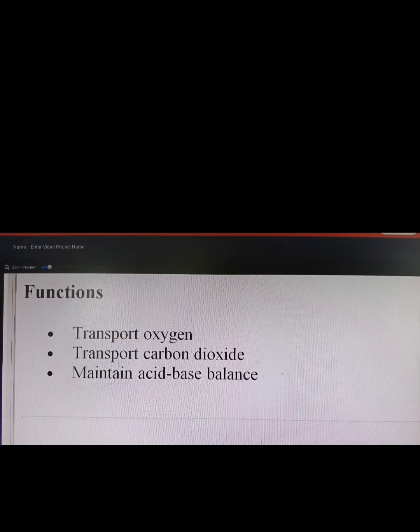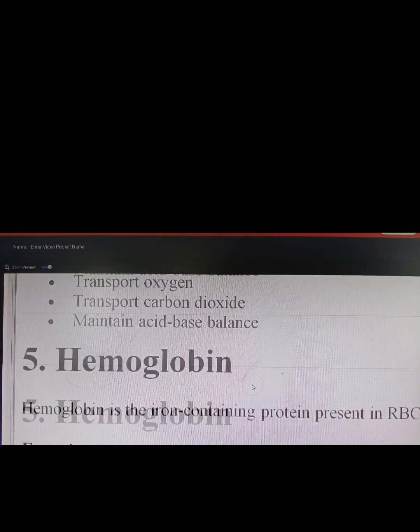Next, functions of RBCs. RBCs transport oxygen, transport carbon dioxide, and maintain acid-base balance.